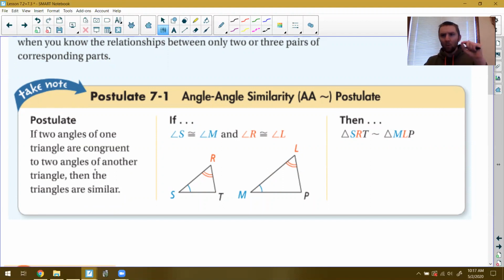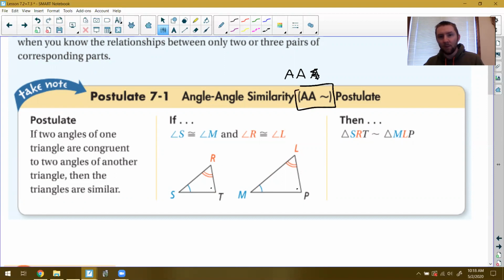Now, we've talked before about two angles being equal to two angles in a triangle, right? Hopefully you remember something called the third angles theorem. So because these two angles are congruent to these two angles, we know by the third angles theorem that the third angles in the shape, T and P in this particular example, are also congruent. So you can think of this as angle, angle, angle. But we don't actually need the third angle because if we have two of them, we guarantee we have the third one. So that's why we shorten it just to angle, angle.